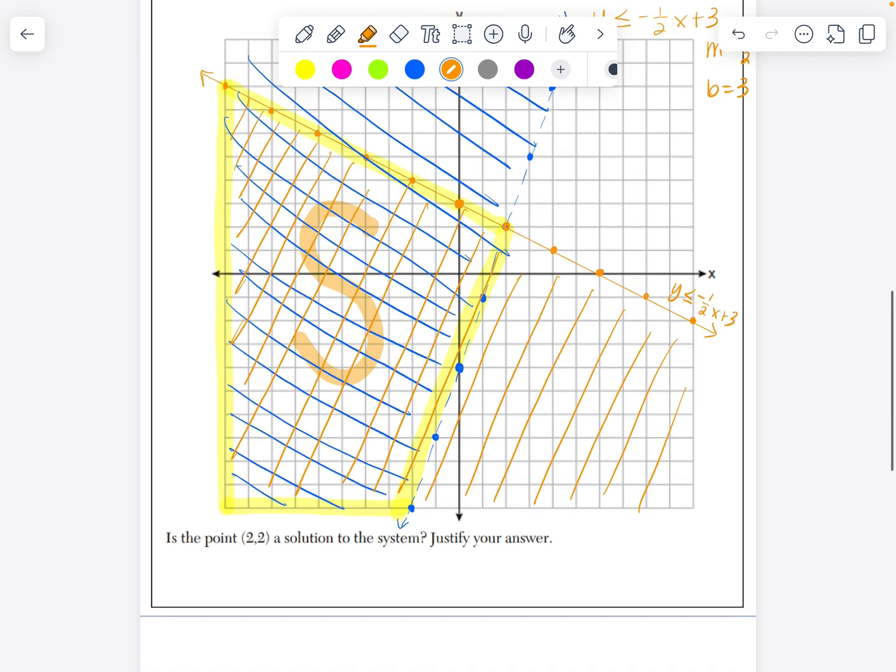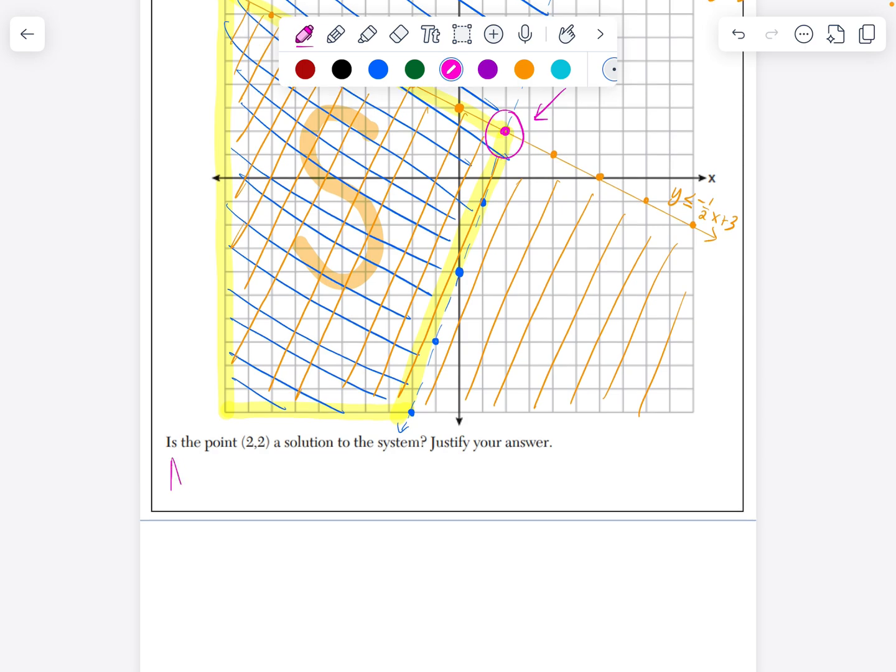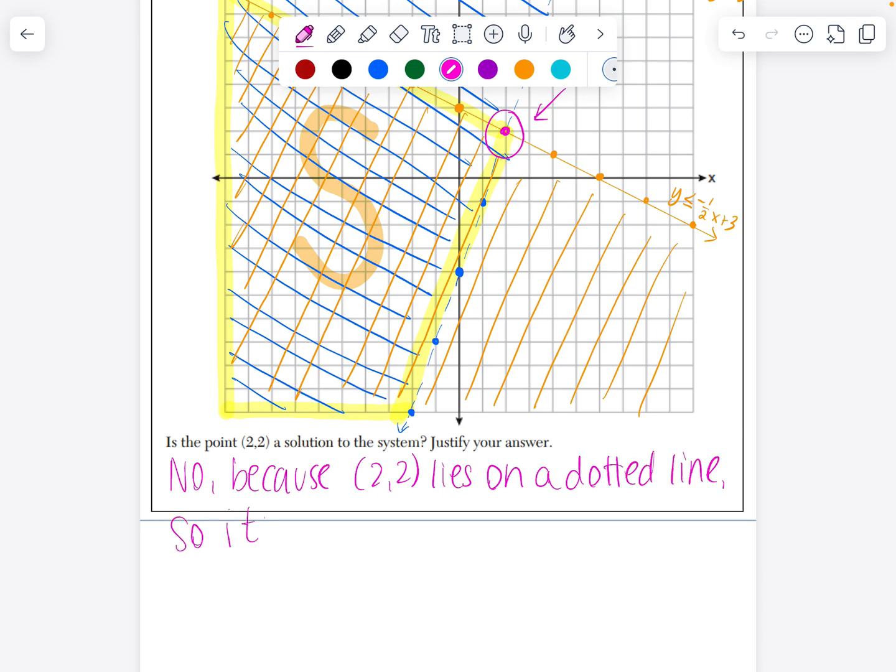And then we need to answer the question, is the point 2, 2 a solution to this system? And so when we look and locate 2, 2, that's here. But since it's on a dotted line, it is not part of the solution. So we are going to say no, because 2, 2 lies on a dotted line. So it is not part of the solution.